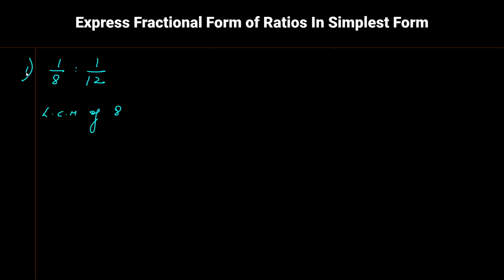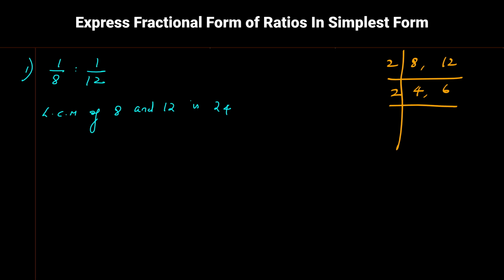Now, what is the LCM of 8 and 12? The LCM of 8 and 12 is 24. I hope you all know how to calculate the LCM. If not, let me show you for one or two sums. So now, the common factor that divides both 8 and 12 is 2. So 2 4s are 8, 2 6s are 12, again 2, 2 2s are 4, 2 3s are 6, 2 1s are 2, 3.